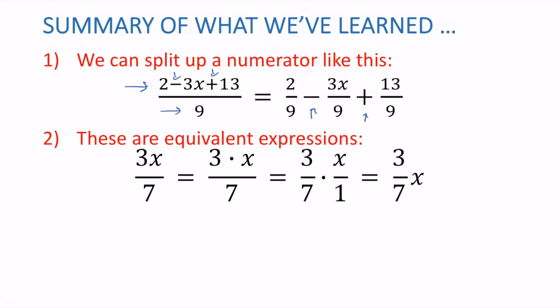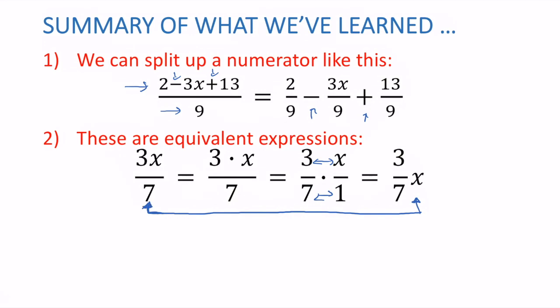Here's another thing we've learned. These are all equivalent expressions. We could write 3x over 7 as 3 times x over 7. We know that because 3x is 3 times x, and the bottom is 7. We could rewrite this as 3 over 7 times x over 1, because let's face it, this is simply the top is 3 times x and the bottom is 7 times 1. And that we can represent as 3 over 7x. The gist of it in this particular lesson was that these two on the end are equivalent.